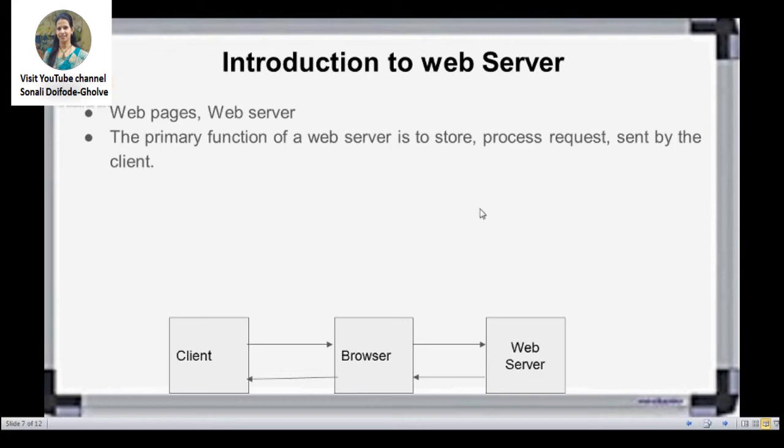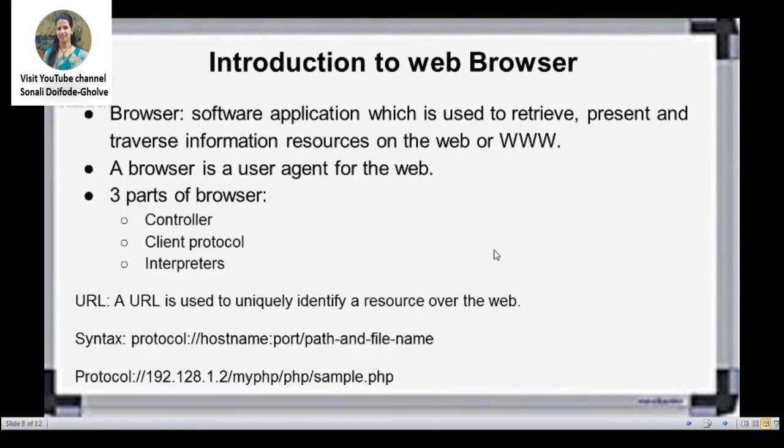Now let's see the introduction to the web browser. What is meant by a web browser? We commonly say just the browser. Actually, this browser is a software application which is used to retrieve, present, and traverse information resources on the web or World Wide Web. We use the Chrome browser or Internet Explorer or many other browsers to access data from the WWW.